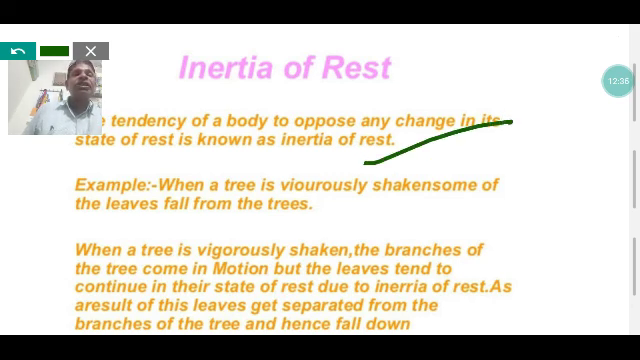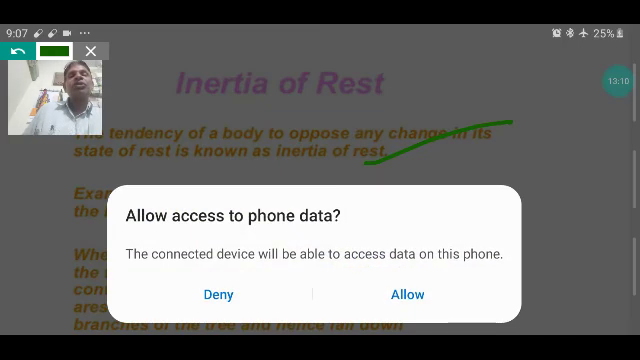Example: when a tree is vigorously shaken, some of the leaves fall from the tree due to inertia of rest. When a tree is vigorously shaken, the branches of the tree come in motion, but the leaves tend to remain at rest due to inertia of rest, and so the leaves fall down from the tree.